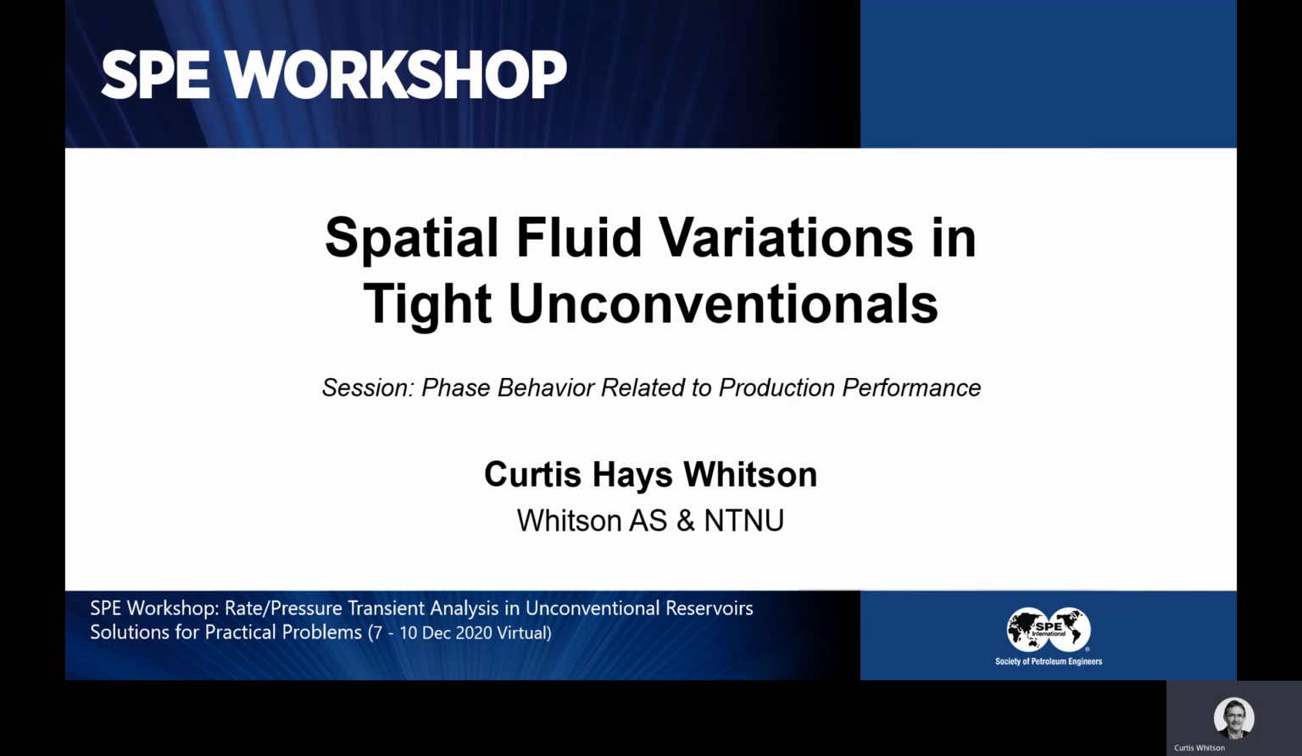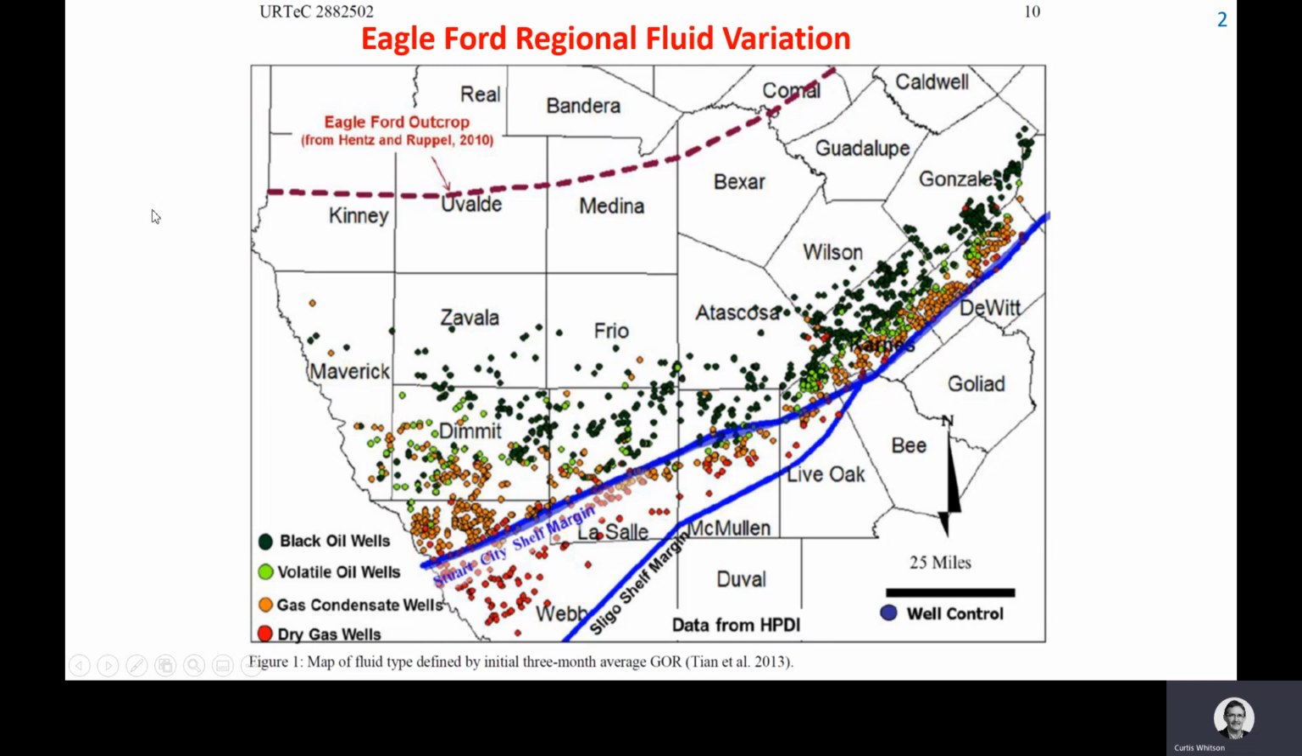I'm going to talk about spatial fluid variations in tight unconventionals and related to rate transient analysis. This is a regional fluid variation map of the Eagleford, which most people are familiar with. Up in the north, you've got low GOR oils that transition into dry gas in the south, and all fluid types in between, from basically volatile oils, near critical fluid systems, gas condensates, and down to dry gas.